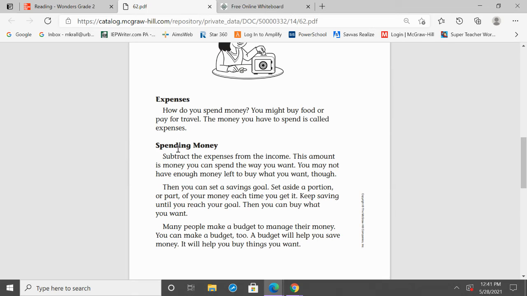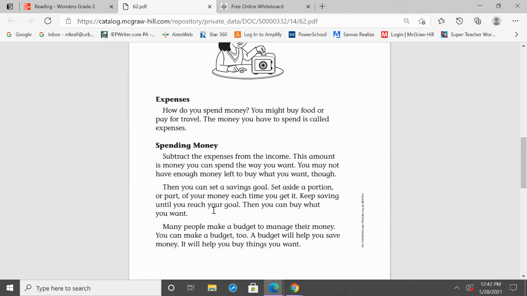Spending money. Subtract the expenses from the income. This amount is money you can spend the way you want. You may not have enough money left to buy what you want, though. Then you can get a savings goal. Set aside a portion or part of your money each time you get it. Keep saving until you reach your goal. Then you can buy what you want.